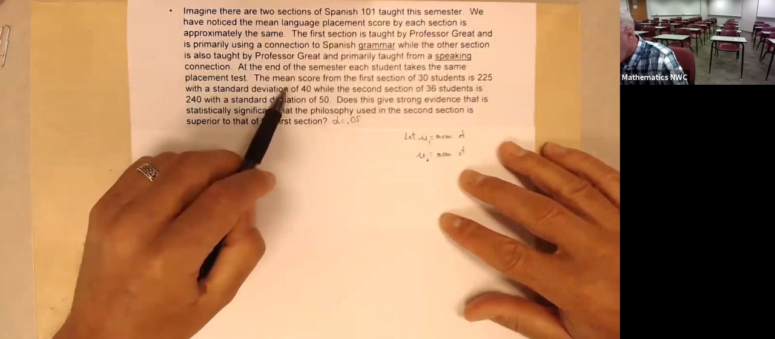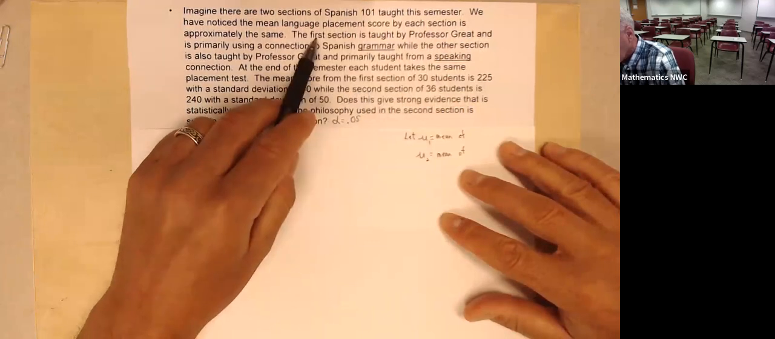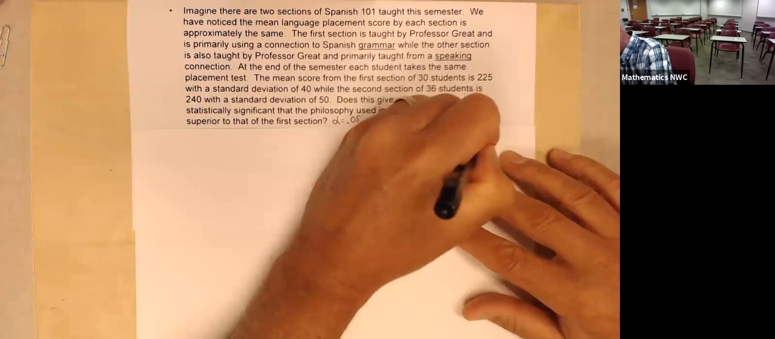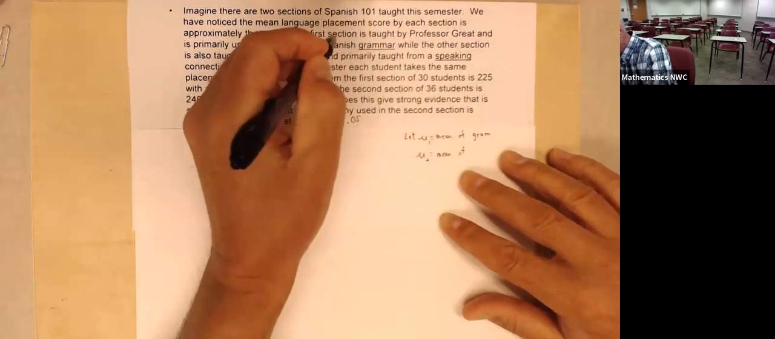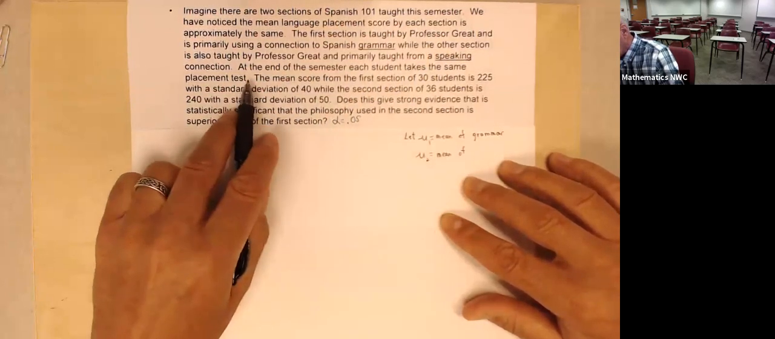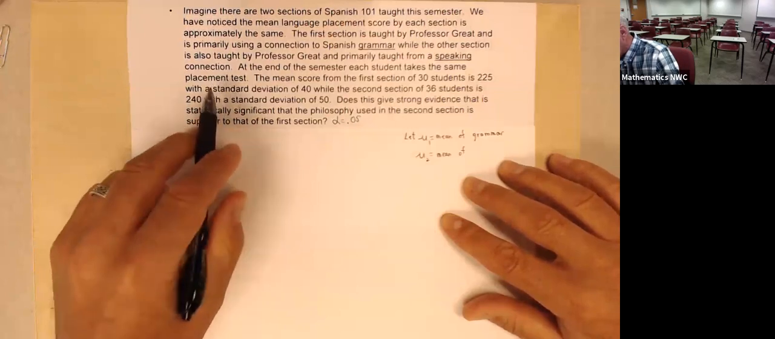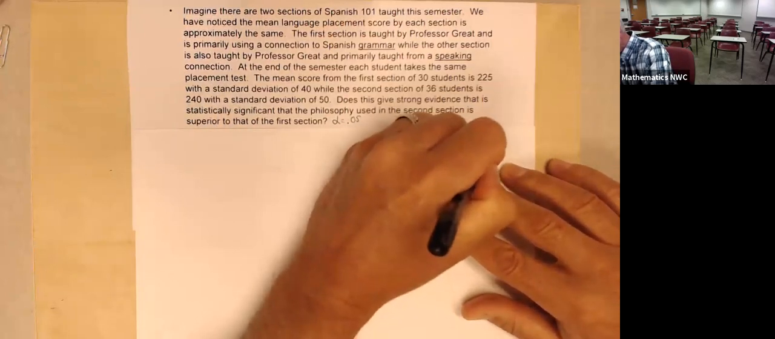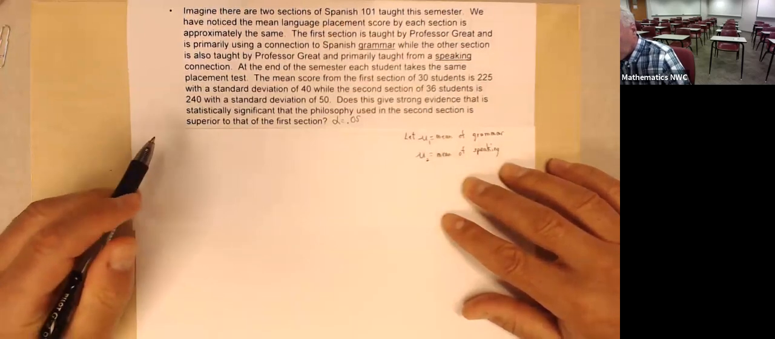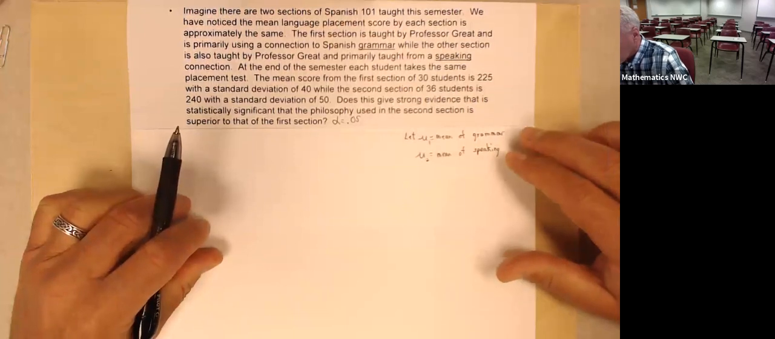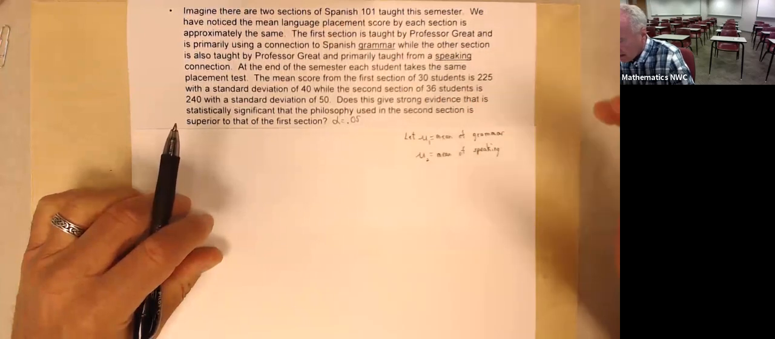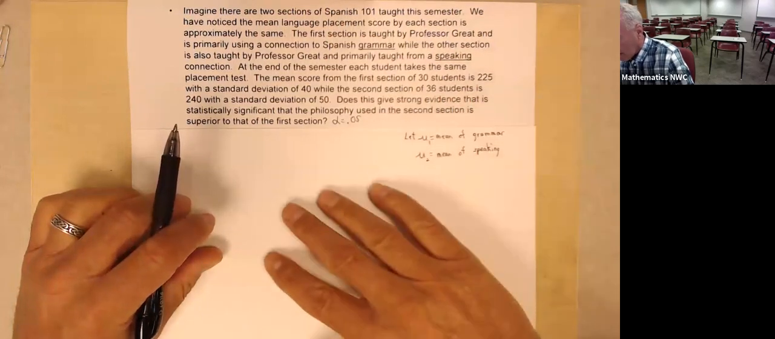Well, the first one given, first section was the grammar one. So it's the mean of the grammar, in this case, philosophy. The second one is when they taught the class connected to speaking. So it would be the mean of the speaking. I need to identify which one each is. So that's something that's new that you haven't had in the past. Previously, we just had a single mean of a single population. There was no doubt what was happening.